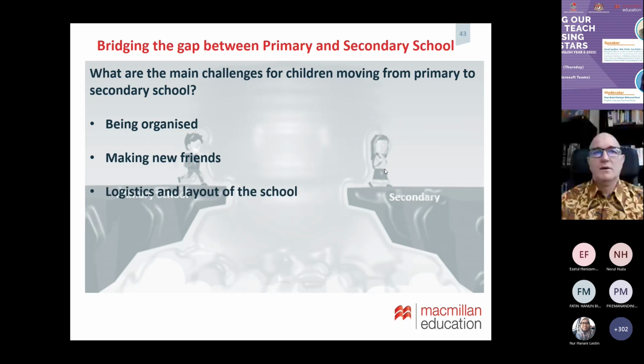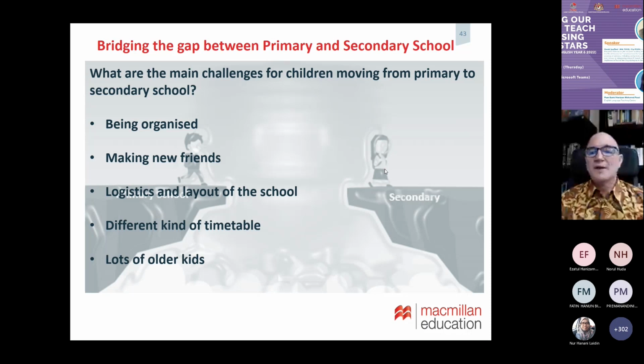Might be a new school. You might not be going to the same school. So if it's a new school, the logistics, the layout of the school, mix that with a different kind of timetable, different subjects. There might be lots of older kids as well that children have not been used to. So they're used to being in year 6, being the oldest, although they will have been in year 1 earlier, but it's different when you're in secondary. And the last one, different expectations of teachers.